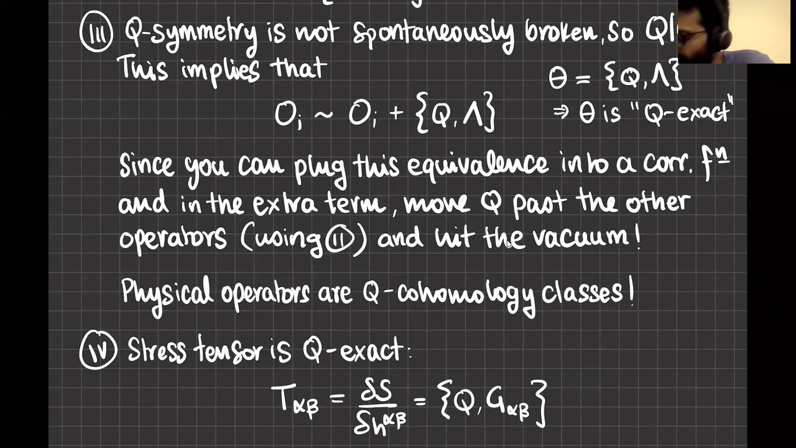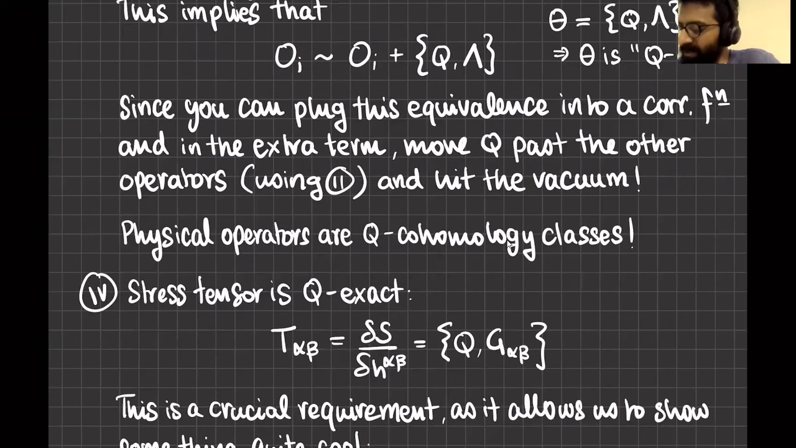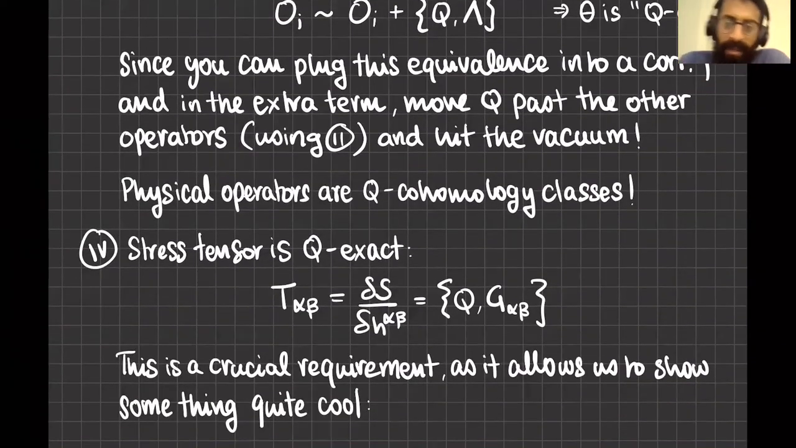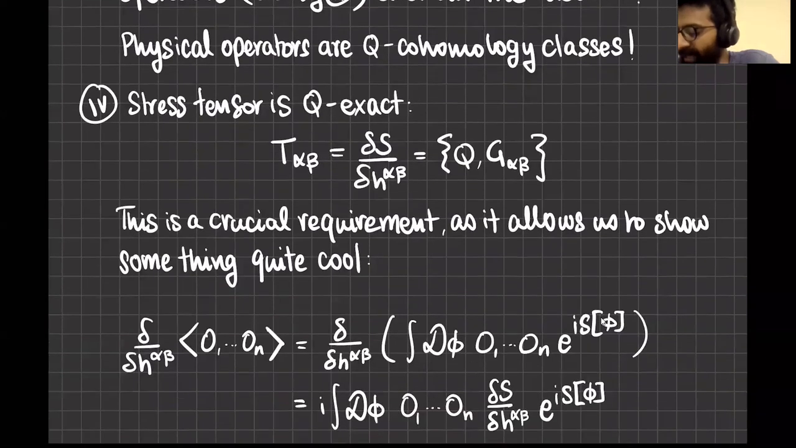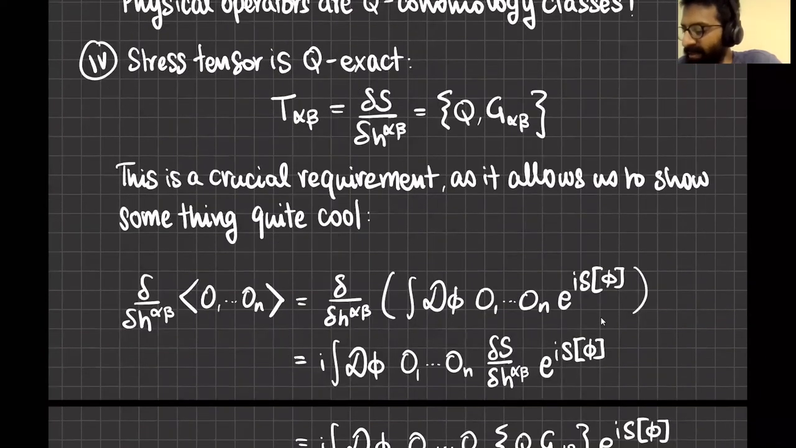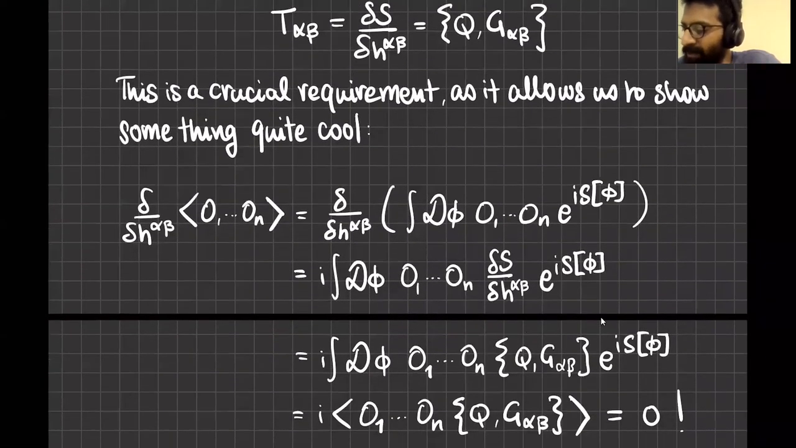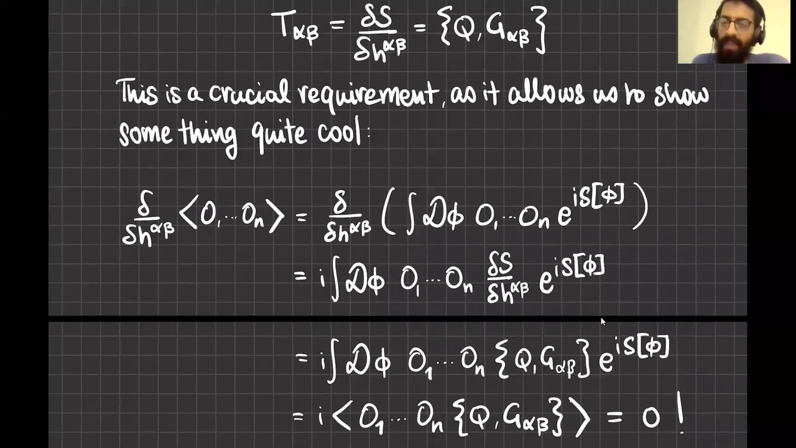Okay. Good. Now, this requirement is kind of crucial, and we'll see exactly what it buys us. What it buys us is the following: we can show explicitly that our correlation functions are metric independent. Now, how do we do that?